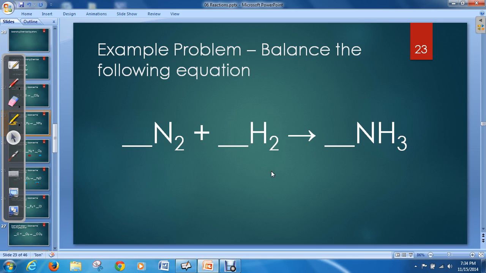Okay, so if we think trial and error again, think logically. You'll notice we have odd numbers on this side and even numbers on this side.